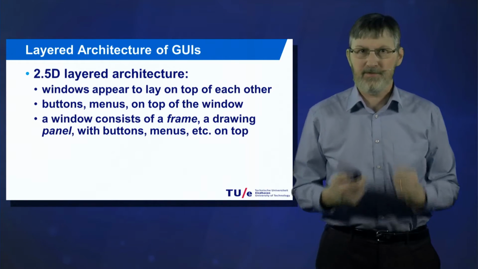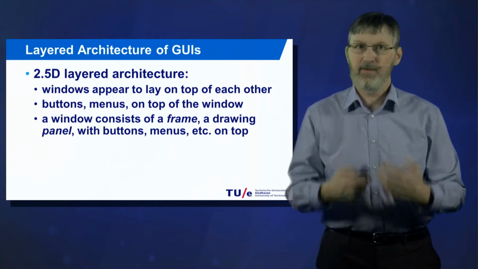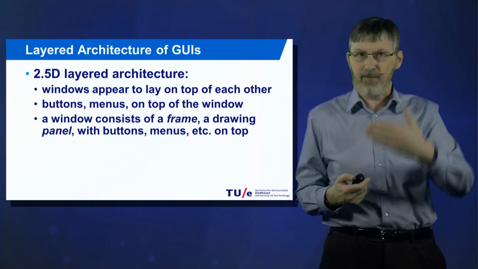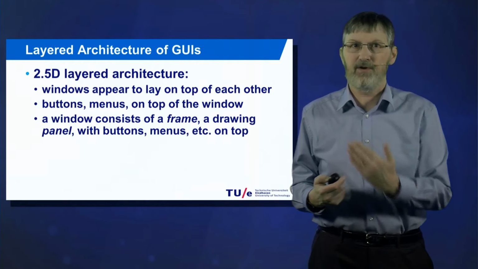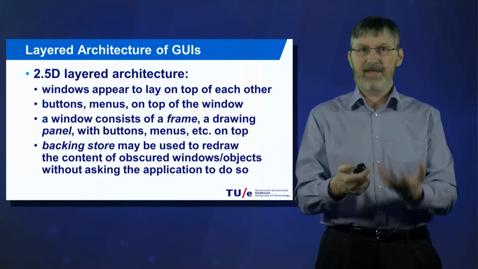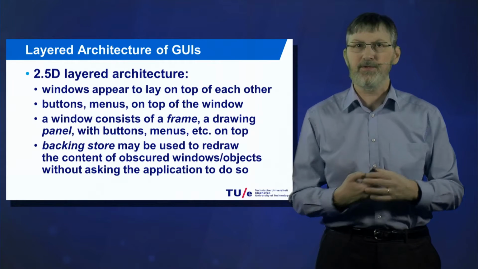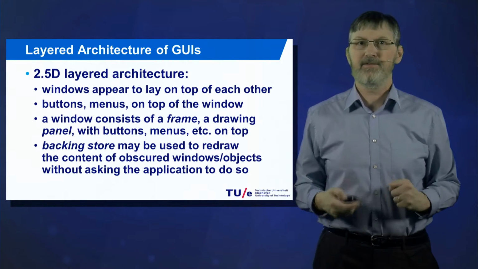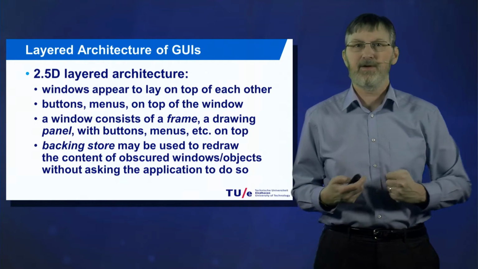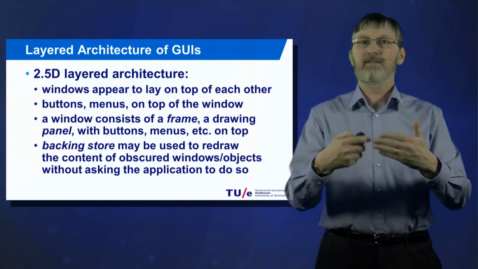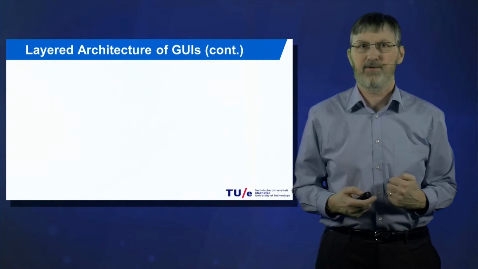Now, every window consists of a frame. On top of the frame, there is a drawing panel with the buttons and the menus that are again on top of that. So within an application, there is already an illusion of depth. Backing store can be used by the Windows system to redraw the contents of obscured objects without asking the application to do so. So when you, for instance, have a pop-up dialog box appear in your application and the dialog is completed, the system can redraw the window that was underneath. The application does not have to compute that.